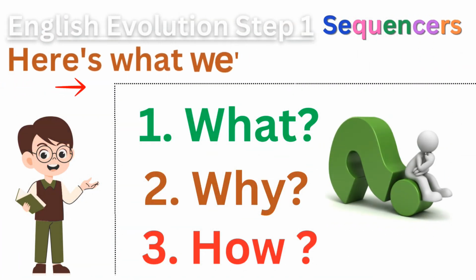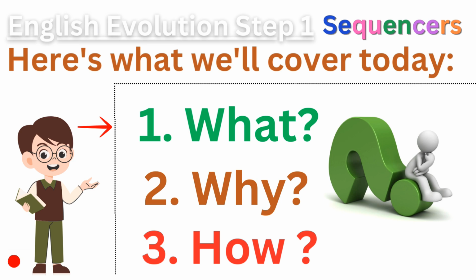Here's what we'll cover today. 1. What are sequencers? We'll define sequencers and look at some common examples. 2. Why use sequencers? We'll discuss how they make our communication clearer and more organized. 3. How to use sequencers? We'll practice using sequencers in different contexts like daily routines, cooking, and more. By the end of this lesson, you'll be able to use sequencers confidently to describe any process or sequence of events. Let's get started and make our English even more precise and engaging.